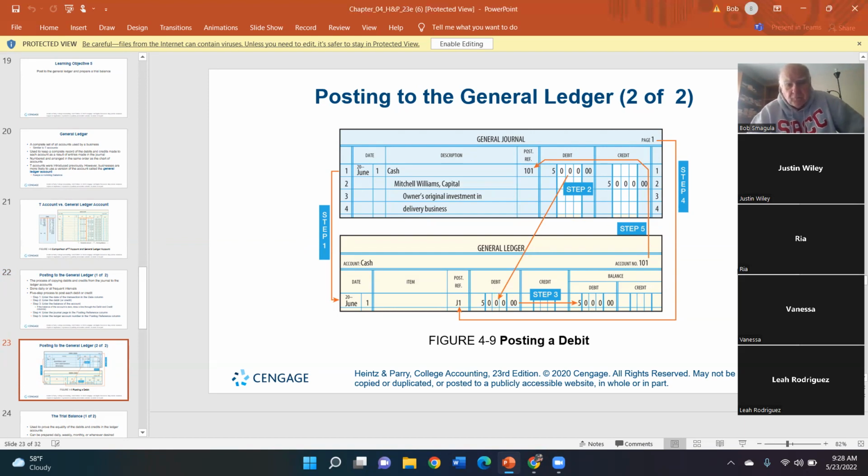So chapter 4 here, we're dealing with journal entries. If you feel pretty comfortable with chapter 3, chapter 4 should be just as comfortable, because we're just introducing how the numbers get into the T accounts or the general ledger.